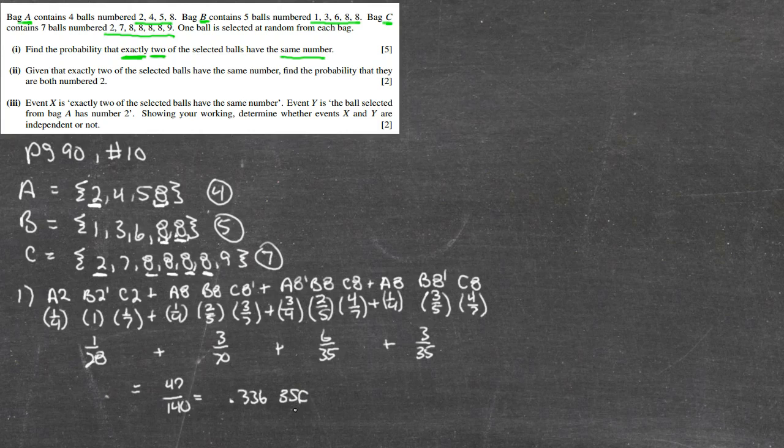Now let's take a look at part 2. In part 2, they're given that exactly 2 of the selected balls have the same number. Find the probability that they're both numbered 2. So we're finding the probability that 2 of the 3 selected balls are a 2, given that exactly 2 of the 3 balls are the same.